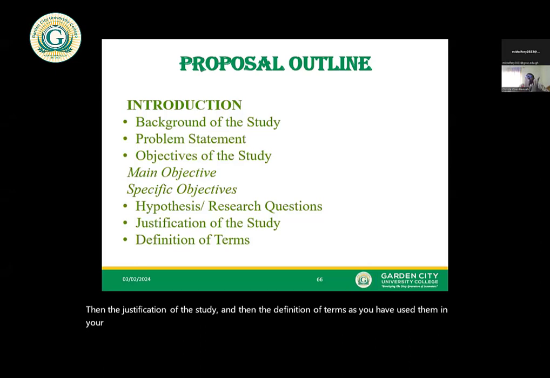The justification of the study is why the study. There are so many topics, there are so many problems. Why the study? And then that will be the introduction session.